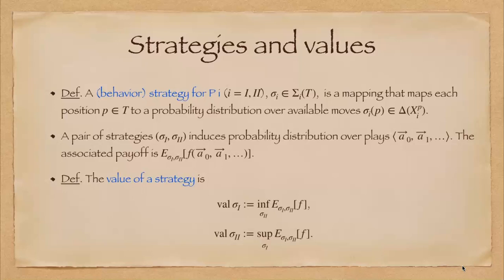And if I have a pair of 2 behavior strategies, together they induce a random play or a probability measure over plays. And the payoff that we associate with these strategies is the expectation of the function f under this induced probability measure.